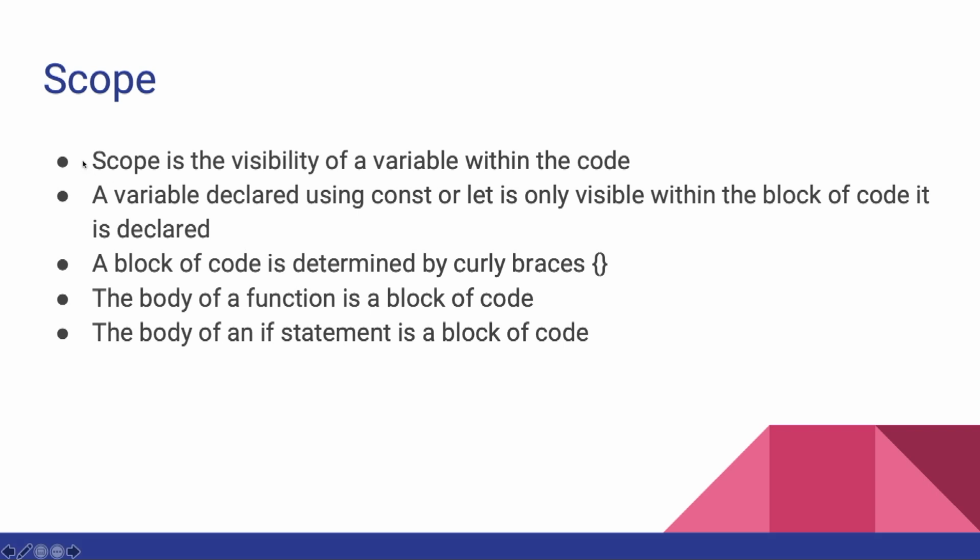So scope is the visibility of a variable within the code. We've seen some curly braces. Our functions start and finish with curly braces, and we've also seen them in the context of if statements and else blocks. So curly braces are used not just to group lines together, but also to define scope.